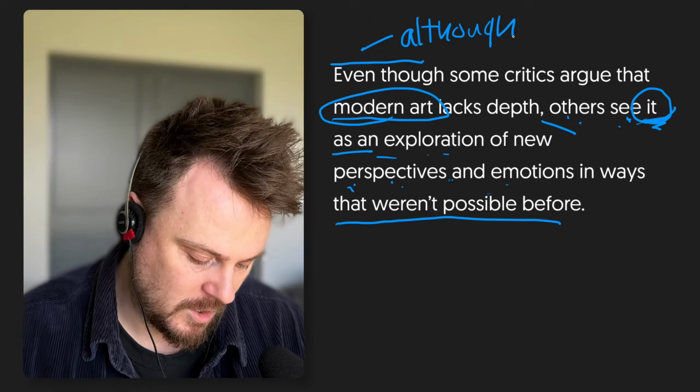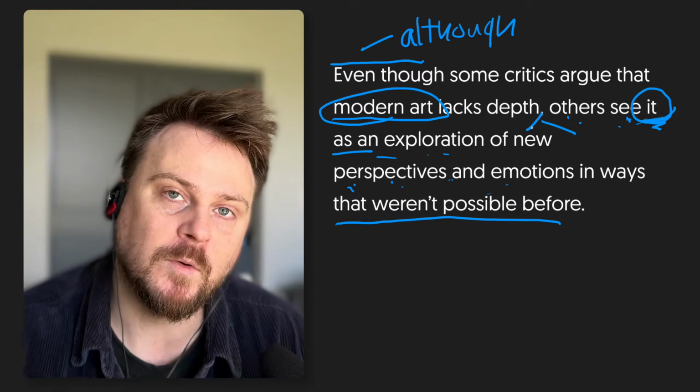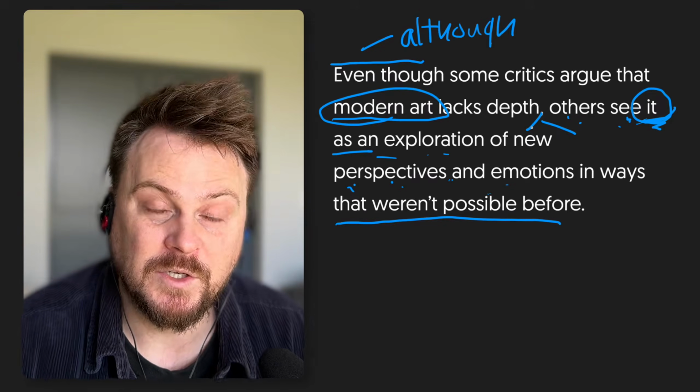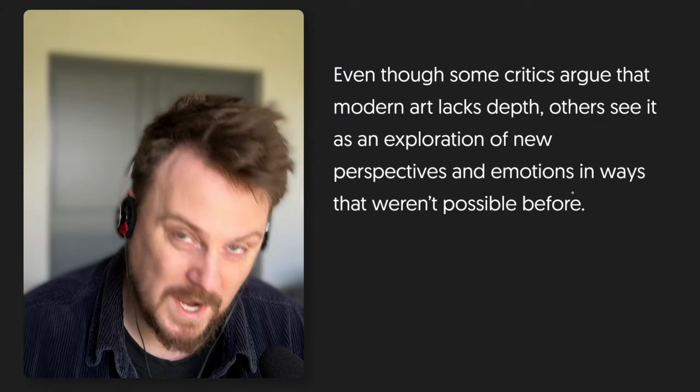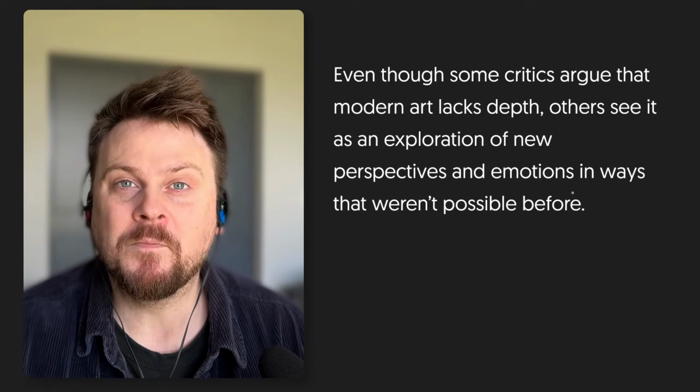Although some critics argue that modern art lacks depth, comma, very important, others see it as an exploration. So there you have it. A modeled sentence using the same grammar. We haven't talked about even once what anything is called. I don't think I have. Hopefully not. We haven't mentioned grammar names. All we've done is look at sentences. That's all we've done. That's the key thing. The shift from the simplified sentence to the sentence with a different meaning is the modeled sentence.